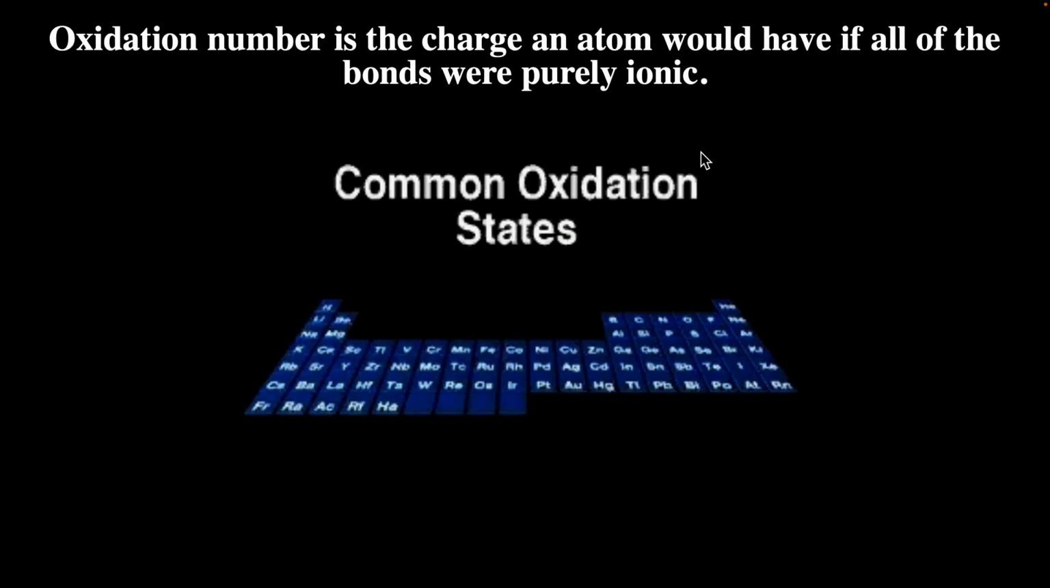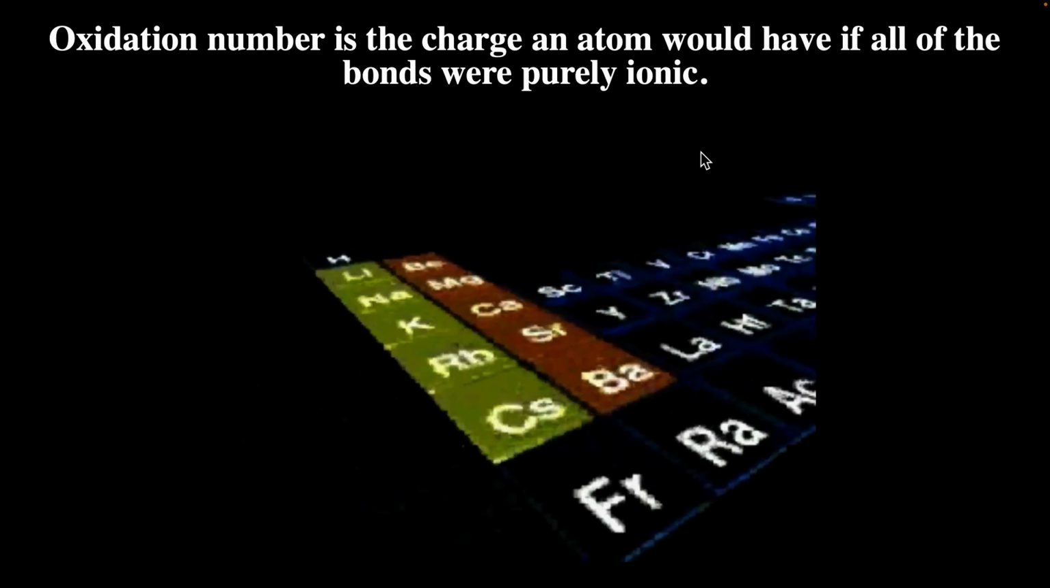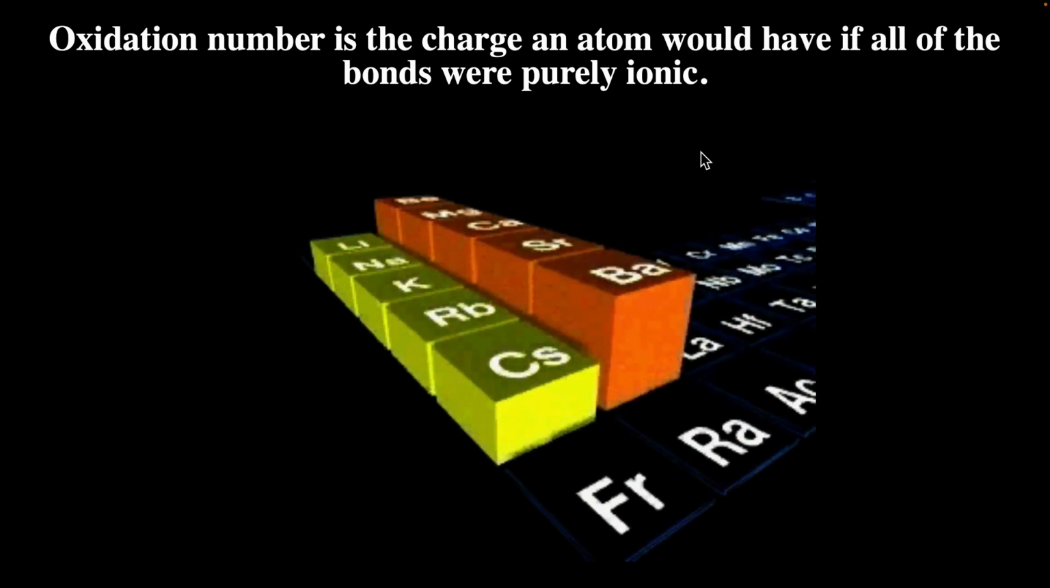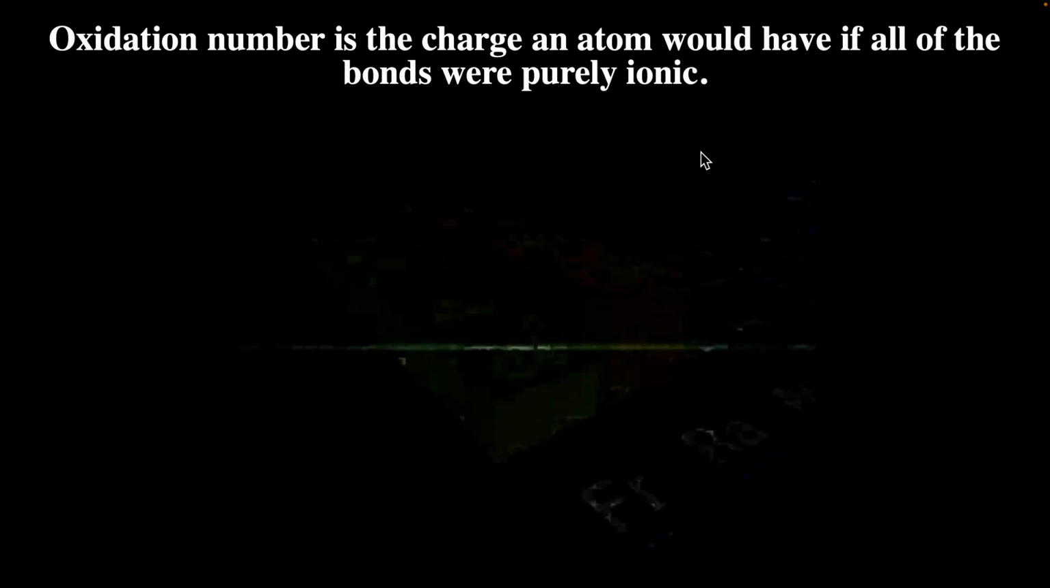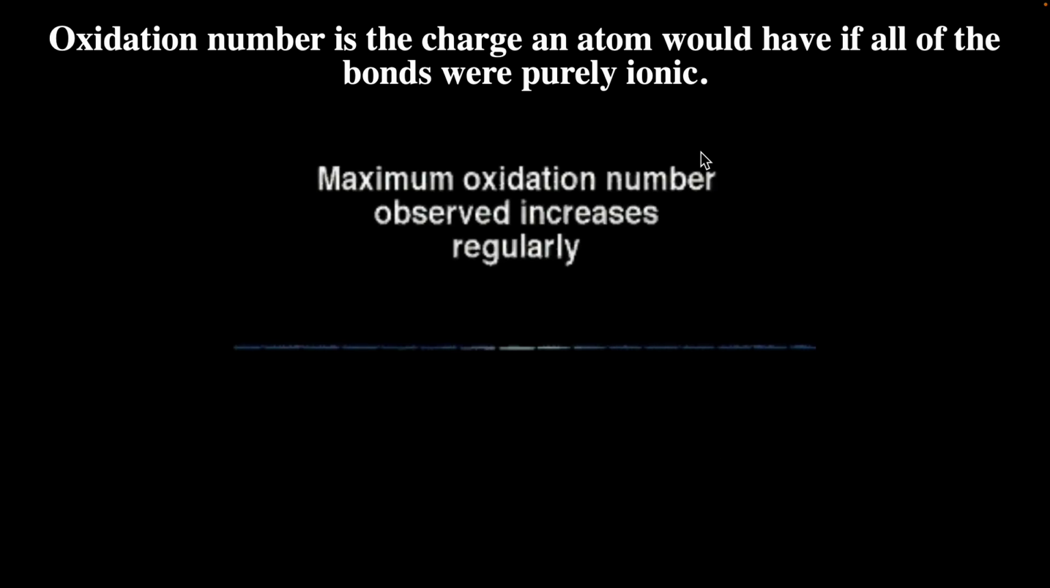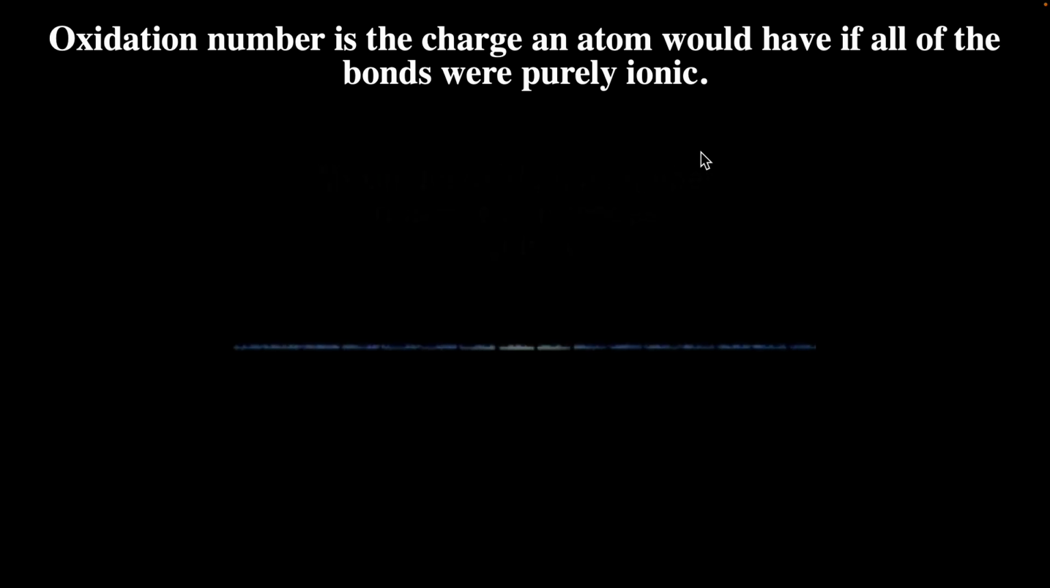The common oxidation numbers of the elements exhibit periodic trends. For example, the common oxidation numbers of the alkali metals are all 1, while for the alkaline earth elements of group 2, they are 2. These values correspond to the numbers of valence shell electrons in the atoms of these elements. As we move from left to right across a given row, the maximum oxidation number observed increases regularly to +7 at manganese. From lithium to boron, the commonly observed oxidation number increases from 1 to 3.